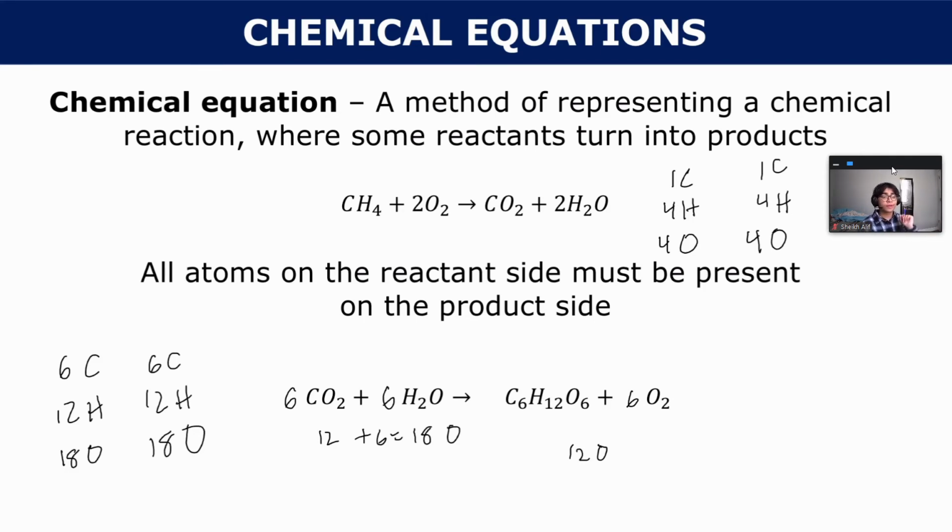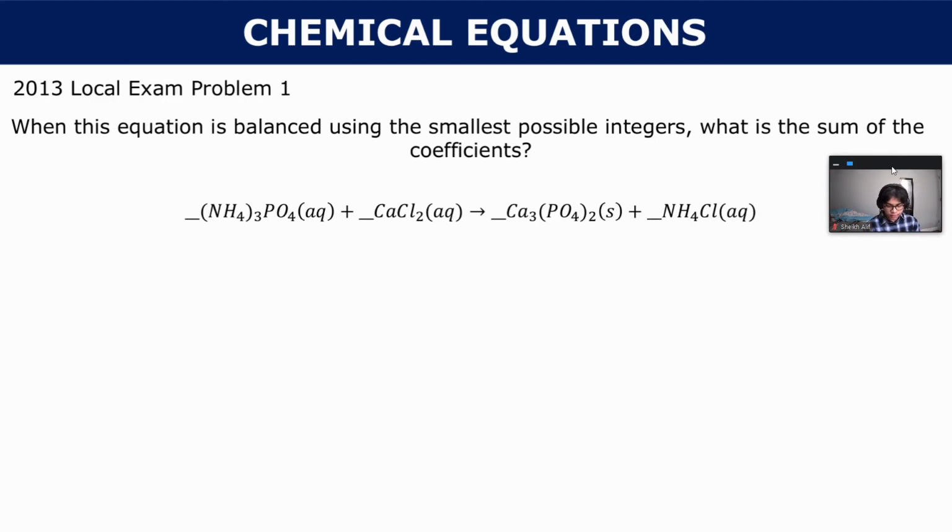Okay, so now that we have seen chemical equations, let's try to do some practice problems regarding the topics that we did today. Let's start with this one, which is asking us when this equation is balanced using the smallest possible integers, what is the sum of the coefficients? So this is just asking us to balance the equation basically.